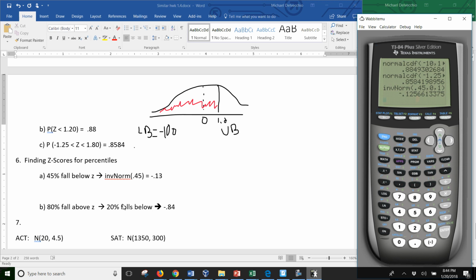80% falls above. Again, this is the z-score that corresponds to 20% below. So this is just going to be the same thing here with 0.20 here. And I'll just go ahead and enter that in. So negative 0.84, so that matches up here. All right.